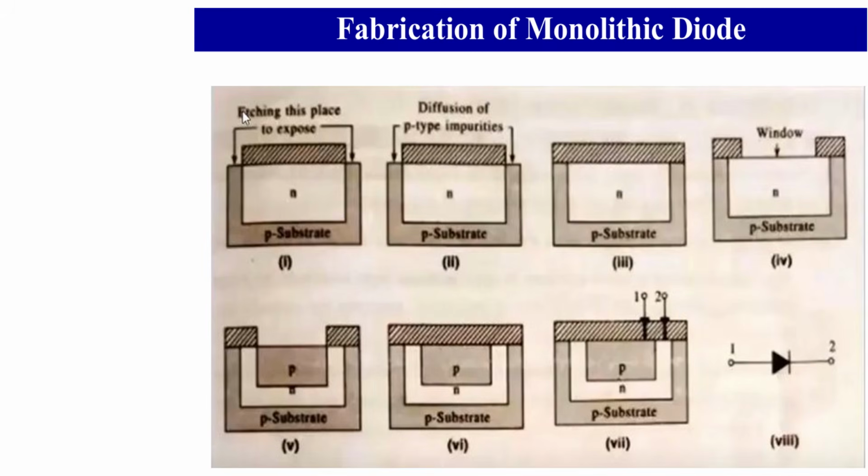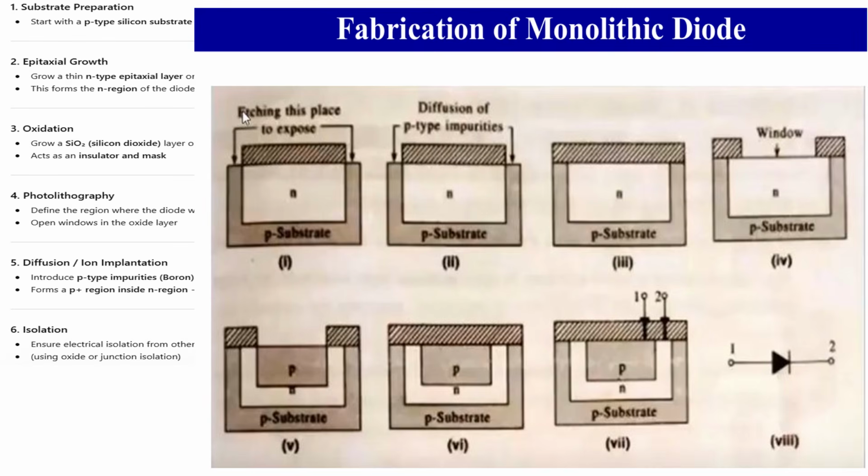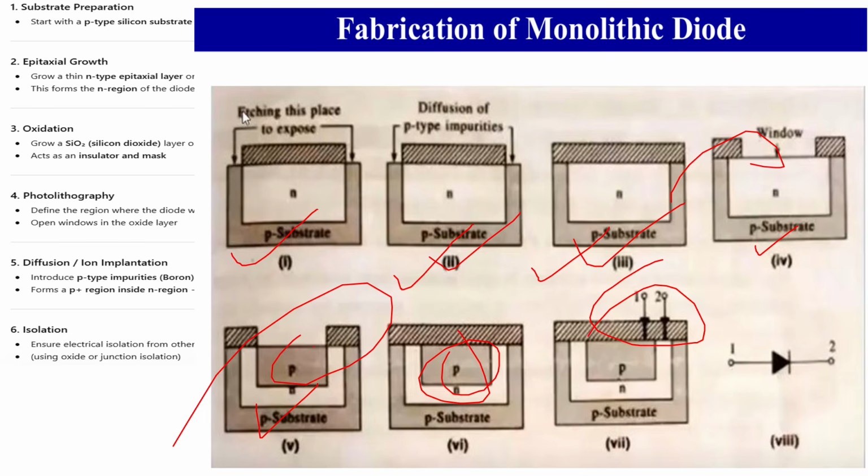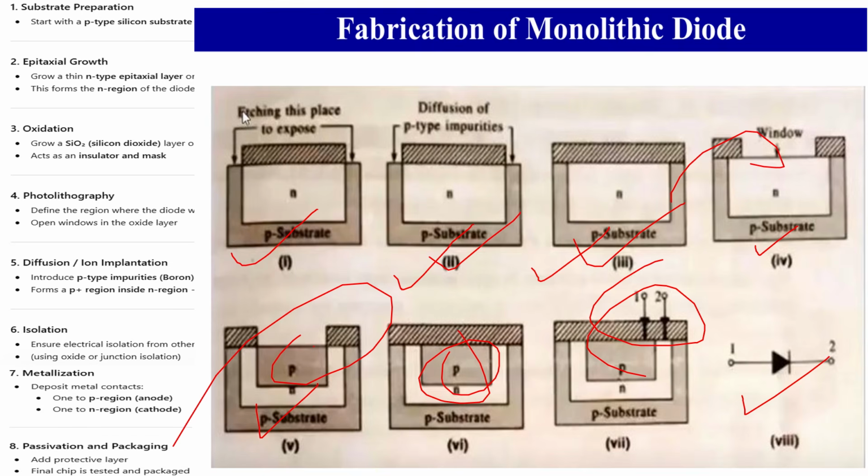Now we look into the fabrication of the monolithic diode. Here we are going to follow the same process. First the substrate preparation, then the oxidation process, the diffusion process, and then photolithography. Using photolithography, you can open the window here, and then you can grow the layers, whatever you exactly want, and then PNP like that you can create the device. Lastly, here we are providing the contact, that is the metallization. So this is how we do it for a monolithic diode.